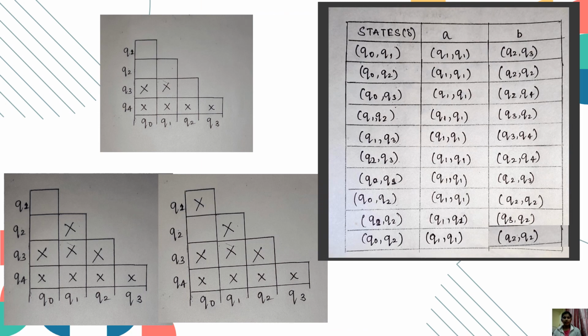Since in the previous slide we have checked for Q0 Q1 to Q1 Q3 till this state, now we'll check for Q2 Q3. Applying the same rule, reaching A is Q1 Q1, the combination of Q2 Q3, and reaching B is Q2 Q4. Since we have Q2 Q4 marked, like that is Q4 or Q2 is marked, we will mark this state. According to the rule, any one of the states should be marked. This is unmarked and this is marked. So going with the rule, we'll mark the states.